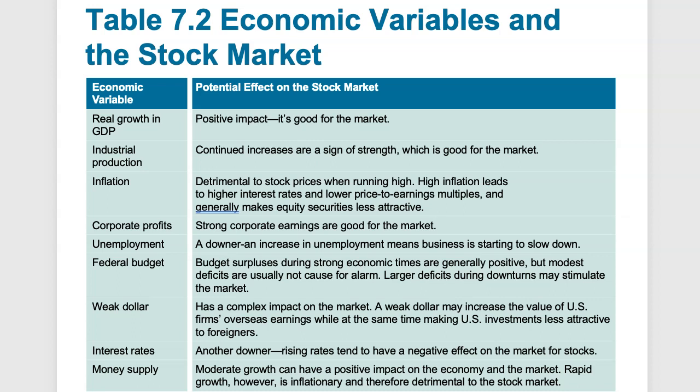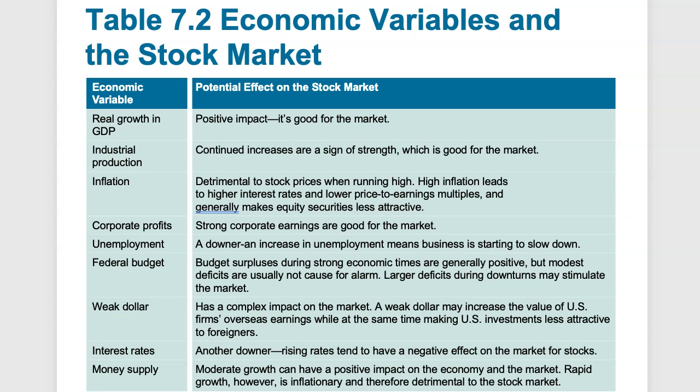Interest rates, of course, we like interest rates to be consistent and low. If interest rates start to increase, that's bad for stock markets, and it's related to what I talked about with inflation. It makes everything expensive and slows down the economy. And of course, money supply: we want growth in money supply on track with the growth of the economy, but too much rapid growth can be inflationary, and that's bad for the stock market. So that's why these things are so closely looked at.